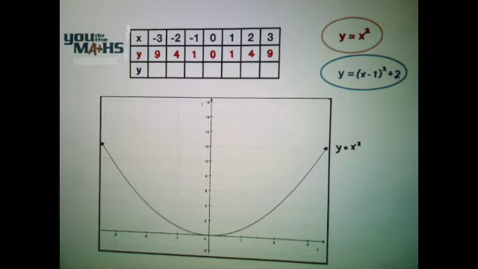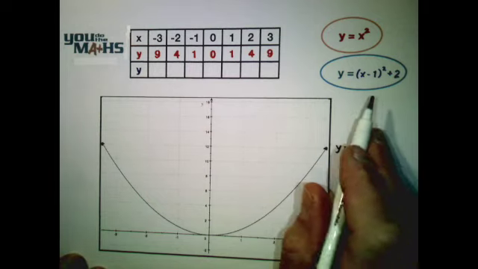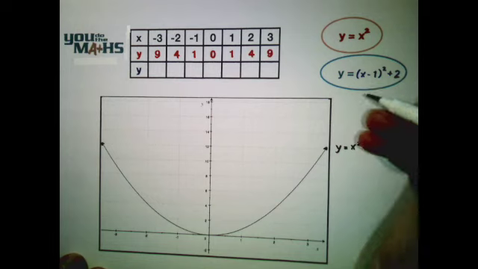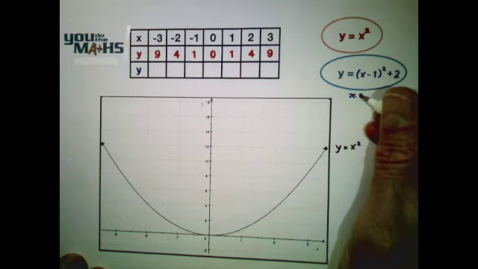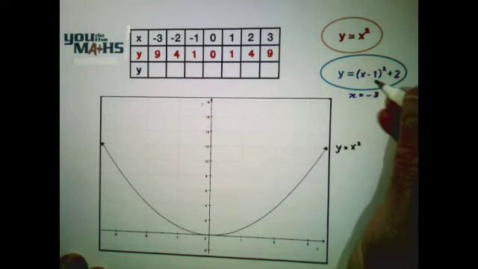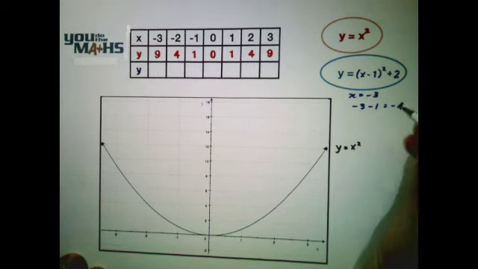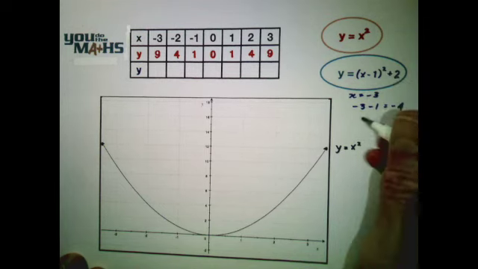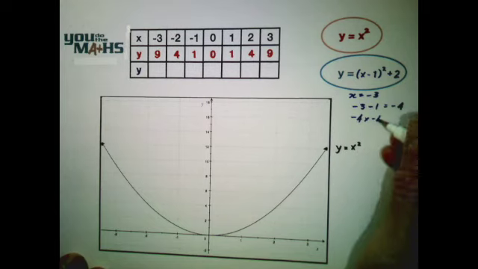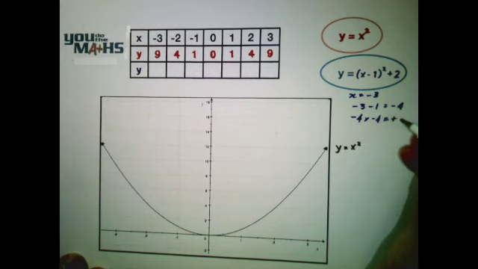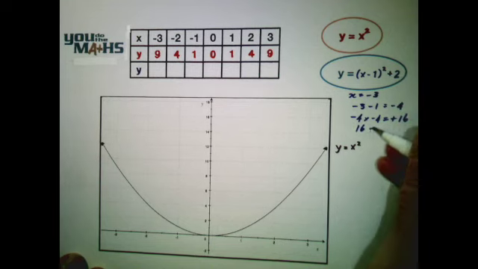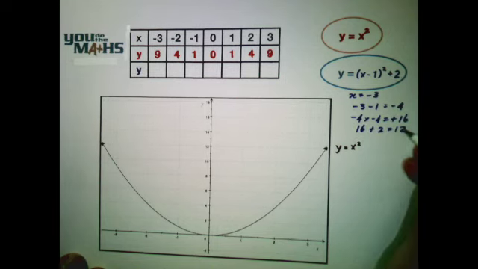Let's have a look at what happens when we make two changes to the equation for y equals x squared. So in this case, what we've got is x minus 1 all squared in the bracket and a plus 2. Let's try putting x equals negative 3 into that equation. Negative 3 minus 1 is equal to negative 4. If we square that, a negative multiplied by a negative is positive, in this case positive 16. And then we're going to add 2, and 16 plus 2 gives us 18.